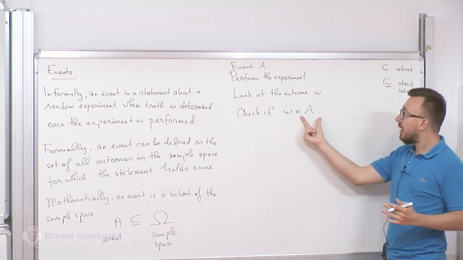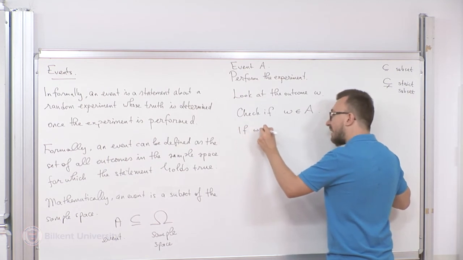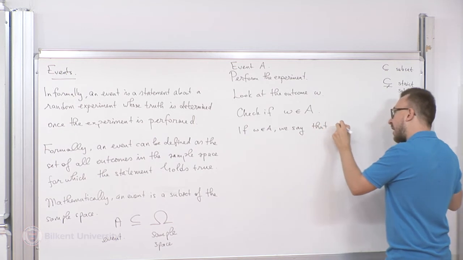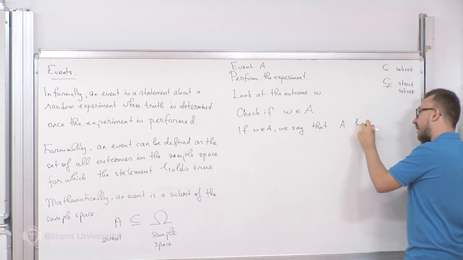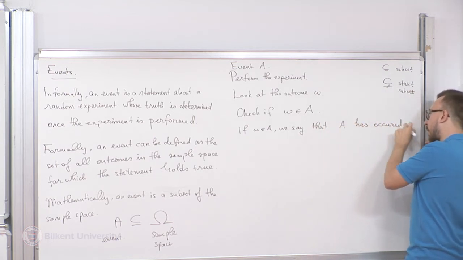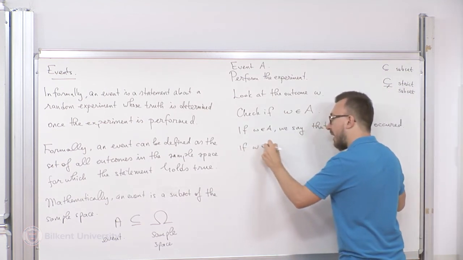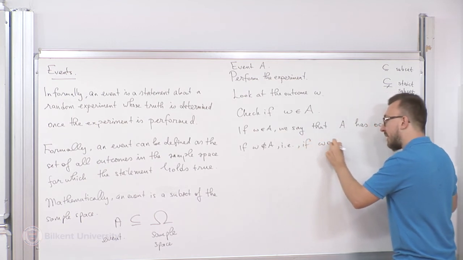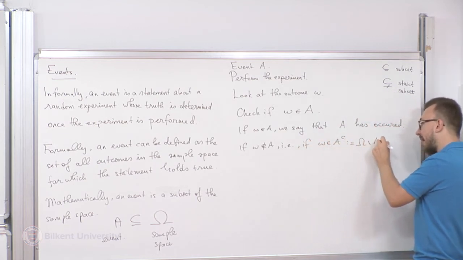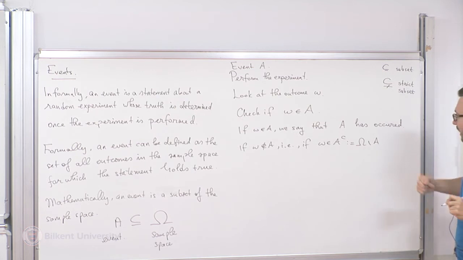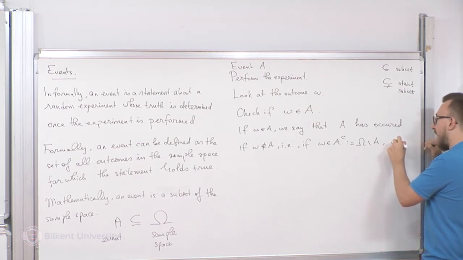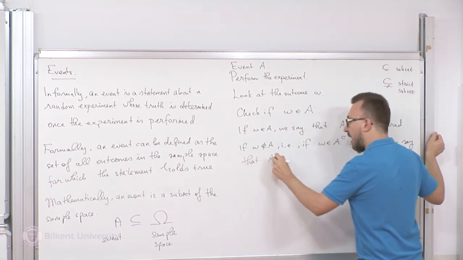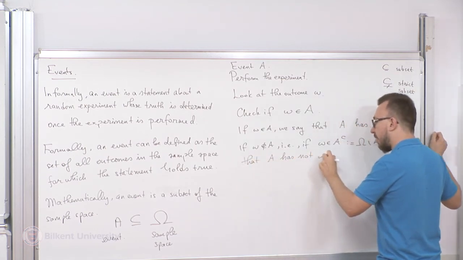So if omega is in A, we say that A has occurred. If omega is not in A, that is, if omega is in A complement, which is omega minus A, this is the set difference, right? We say that A has not occurred.